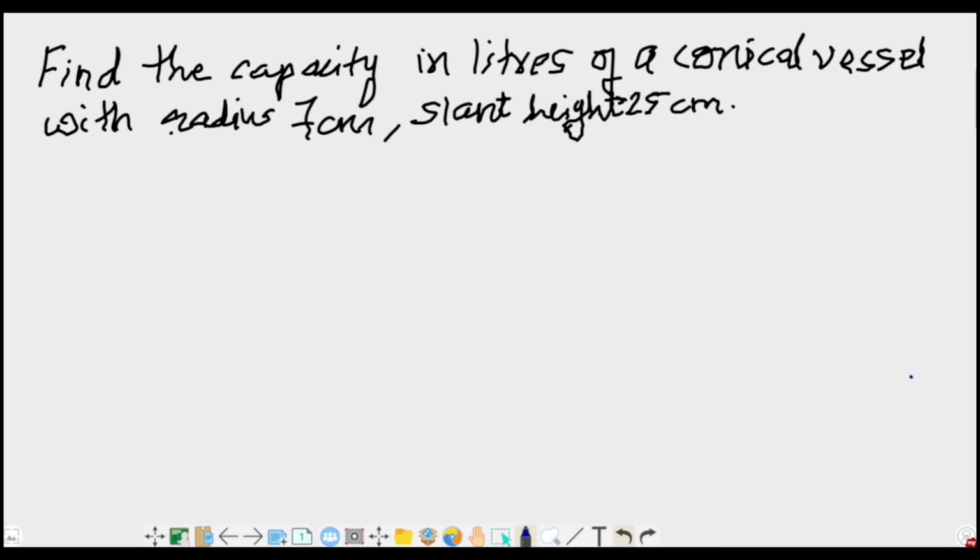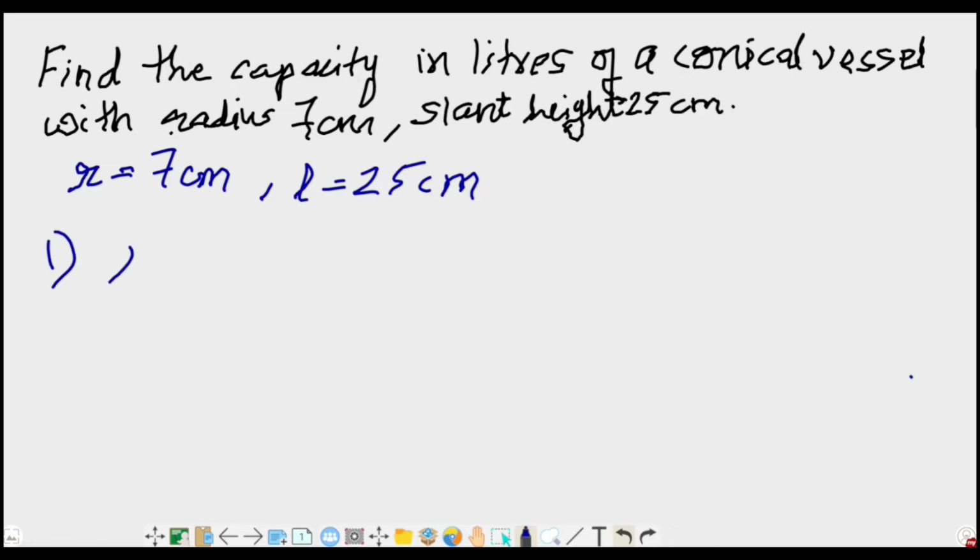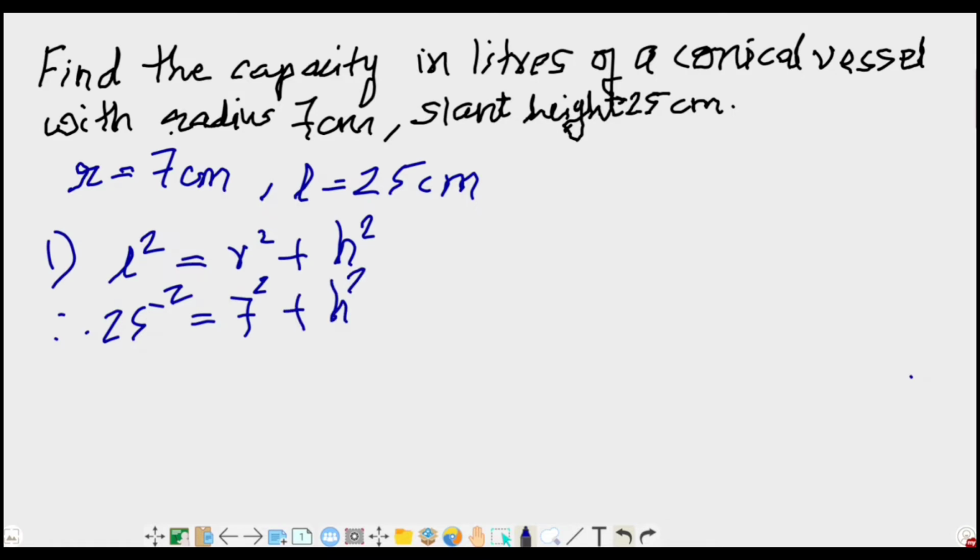Student, let's solve one more sum. Find the capacity in liters of a conical vessel with radius 7 cm, slant height 25 cm. Now, radius is given 7 cm. Slant height is given 25 cm. Capacity means you have to find the volume. You know for volume you require the perpendicular height. So first apply formula of slant height. Now you know that slant height is given 25, radius is given 7. So you can easily calculate the perpendicular height.